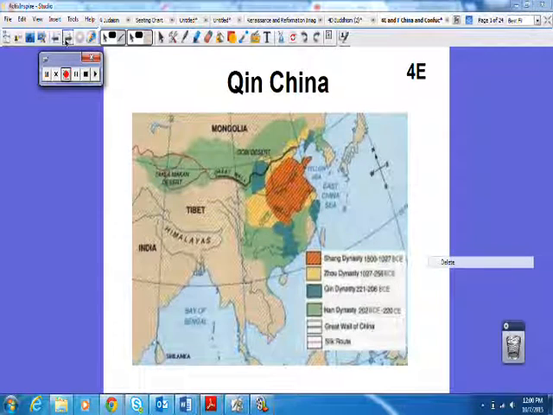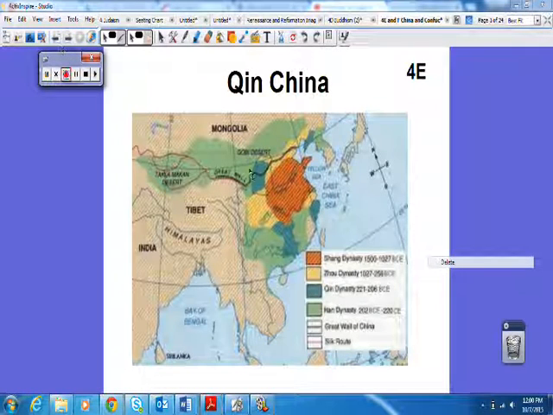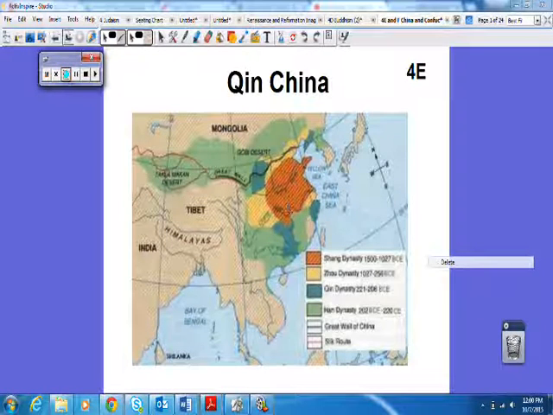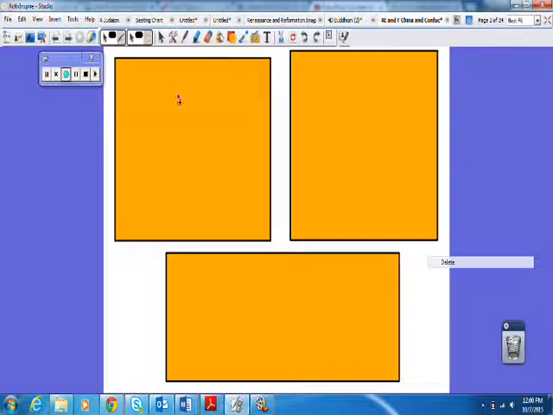Okay, first things first, we see a picture of China here, and we see these different dynasties and the time periods when they ruled. So we do know that China had the Mandate of Heaven and the dynastic cycle. We're going to go into that more today. That should be review.